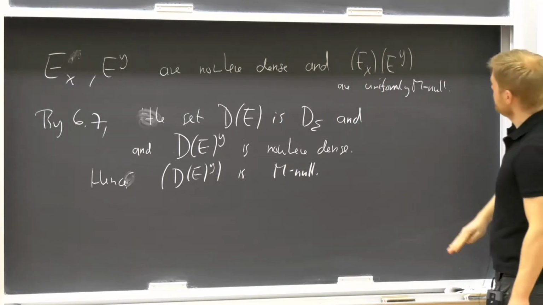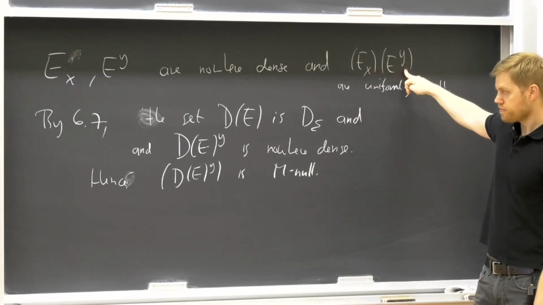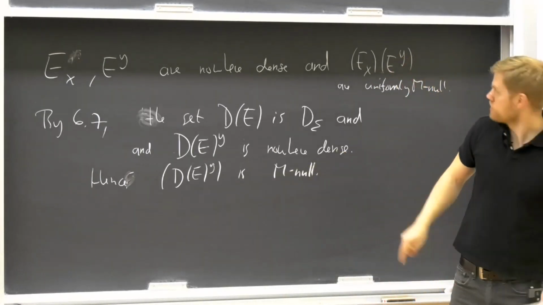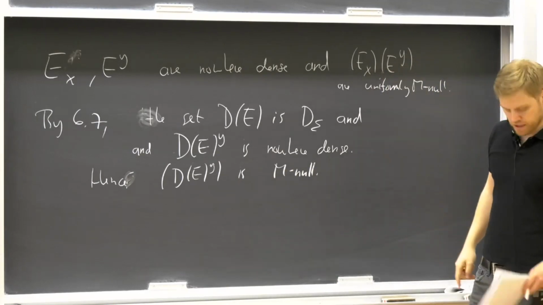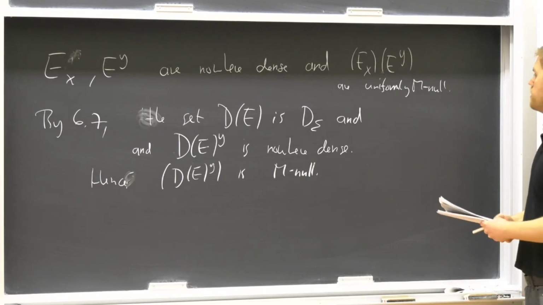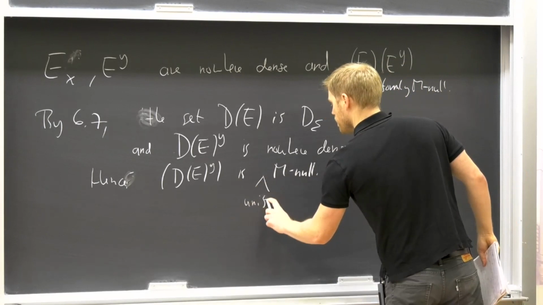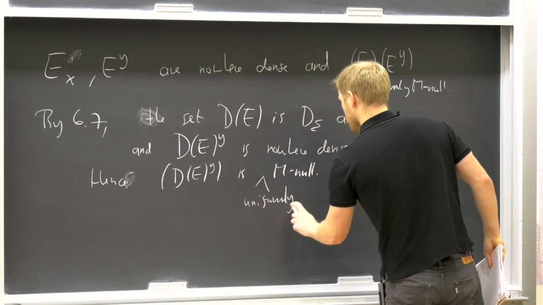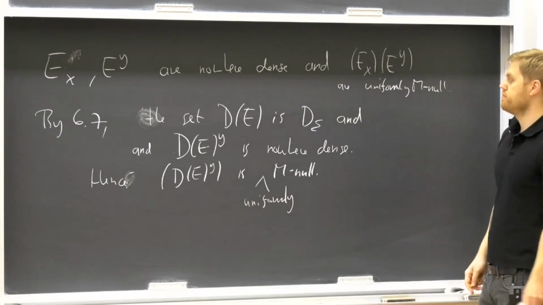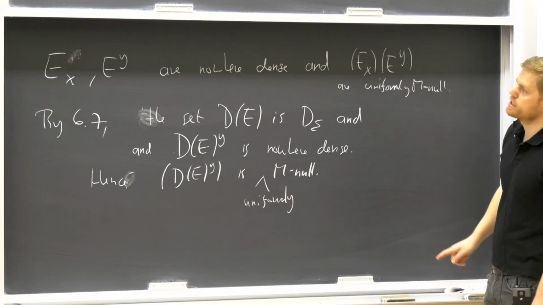So again, we know that each of the fibers are uniformly M null, and this set is M null. Just knowing that these two things are M null will not be enough. Really, I'll show you in a second why we need that these points of discontinuity are uniformly M null. So uniformly. Okay. Good. Okay, so this is the setup.